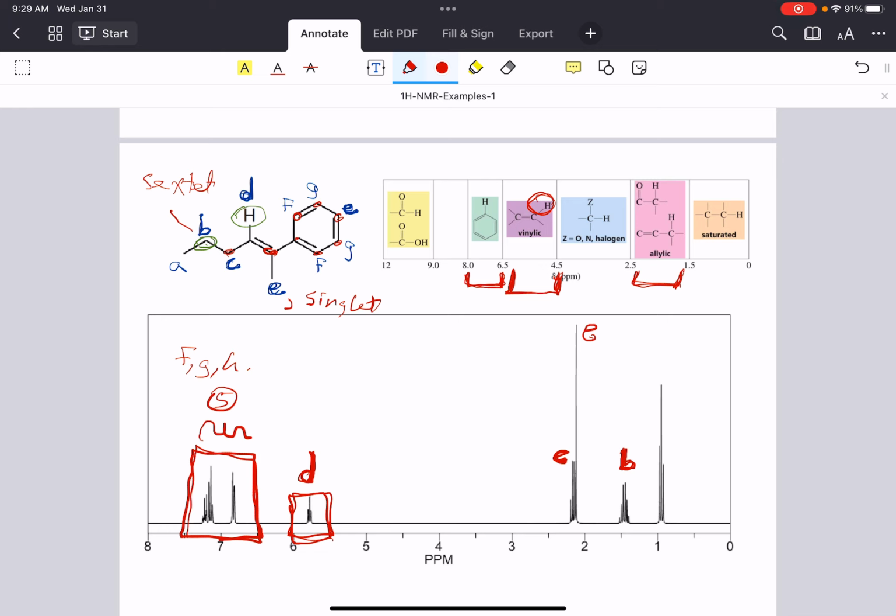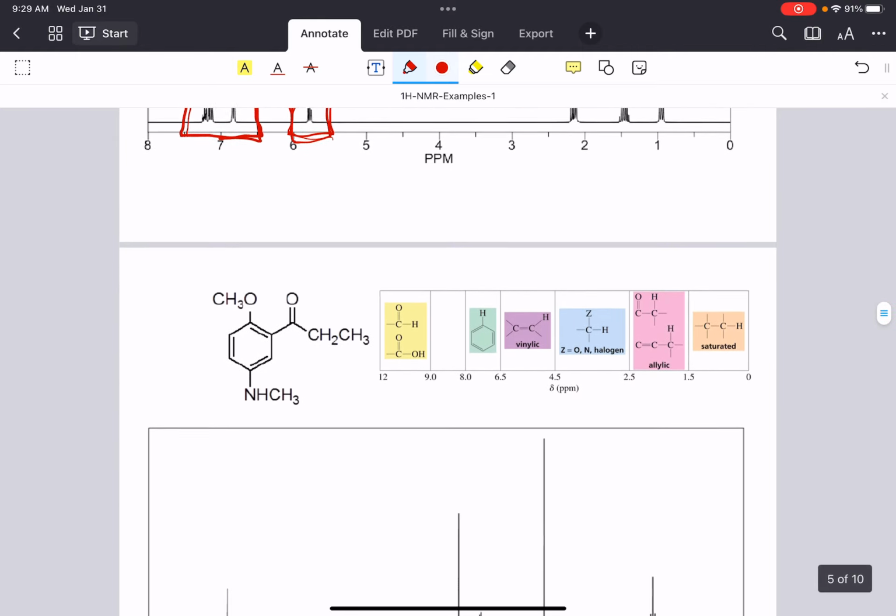And then the final one, A, should be a triplet because I have only 2 hydrogen neighbors on carbon B. So I can assign this final peak as A. So again, that combination of thinking about chemical shift and splitting allows us to assign every peak in this spectrum. The key here is always going to be being systematic about it, labeling everything, and following what the data is telling you.